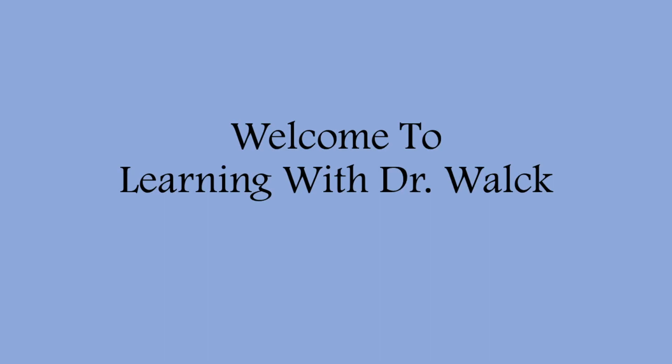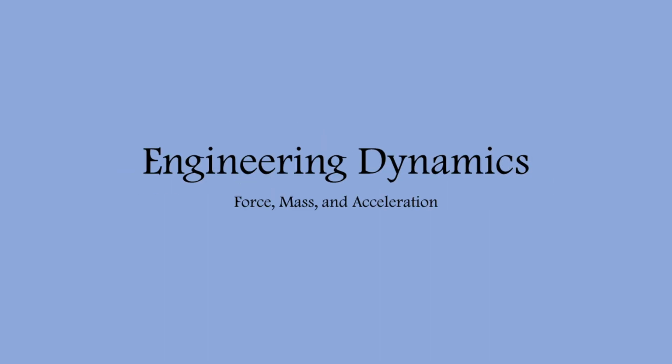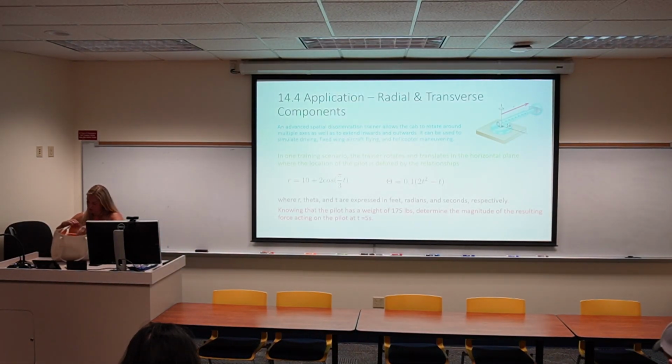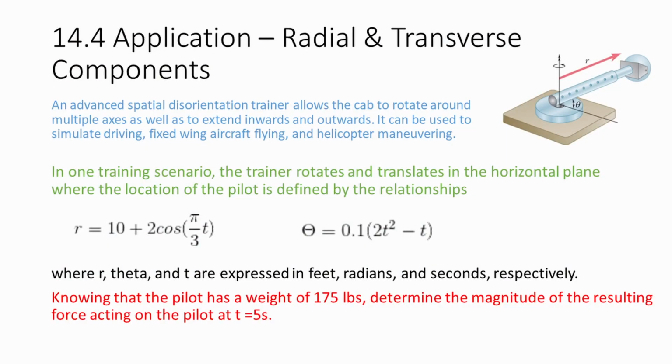So let's go ahead and do our first example. Let's do this guy. So we have an advanced spatial disorientation trainer that allows the cab to rotate around multiple axes as well as extend inwards and outwards. It can be used to simulate driving, fixed-wing aircraft flying, and helo maneuvering.